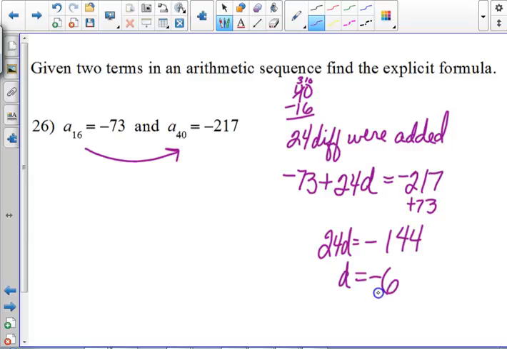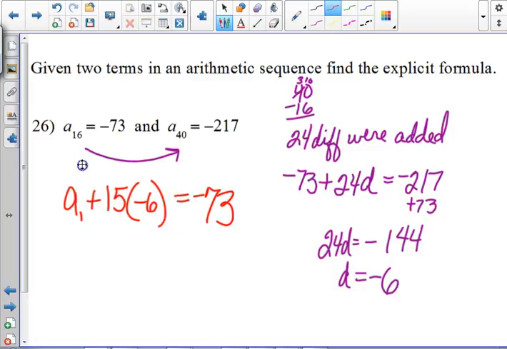Is that what you had, Curtin? Do you get negative 6 for the difference? Okay. Now what? The first term had 15 of those differences added to it before it became negative 73, right?